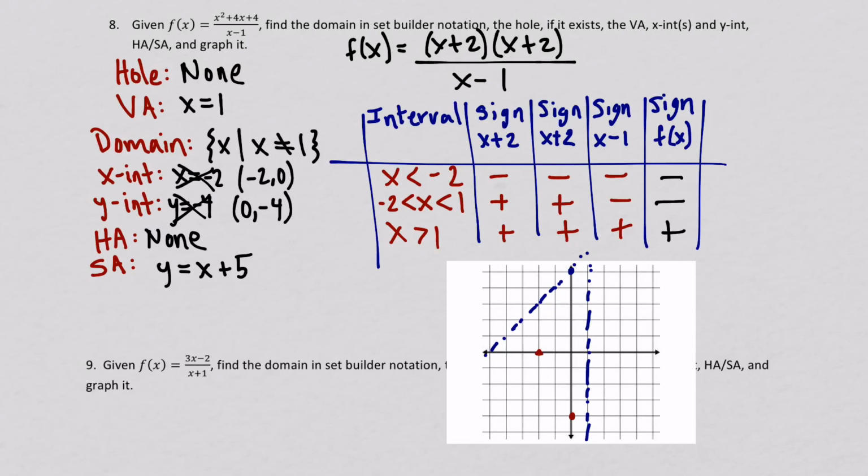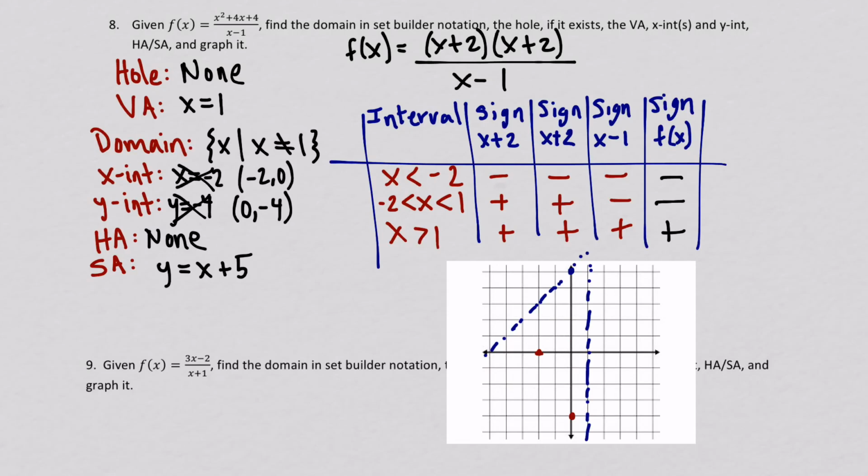And finally, what I'm going to do is take my table of signs to figure out where my graph exists. Okay, so looking at my table of signs, any time before -2. So here's -2. Before -2, my graph is negative. See that? It's going to be negative. It's going to exist on this side. Between -2 and +1, my graph is still negative.